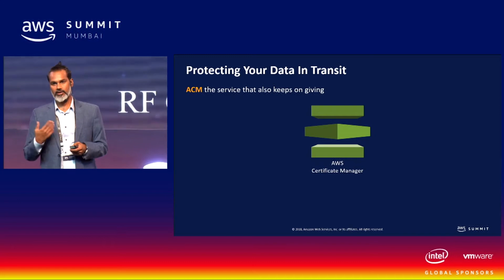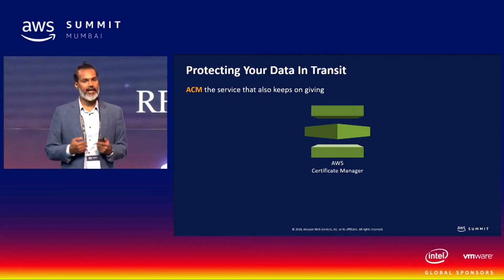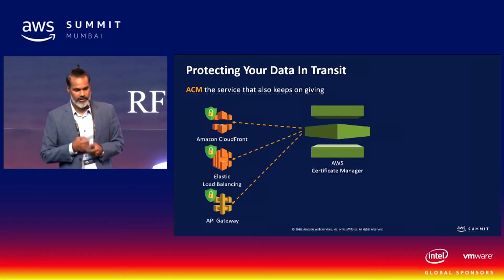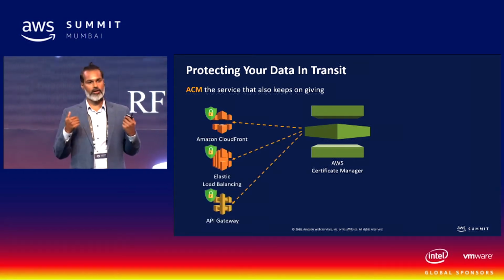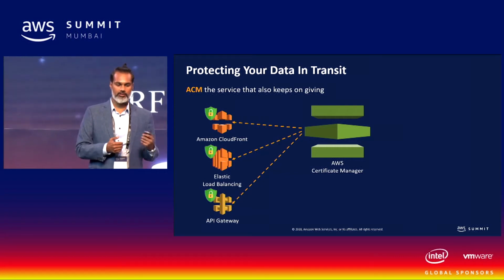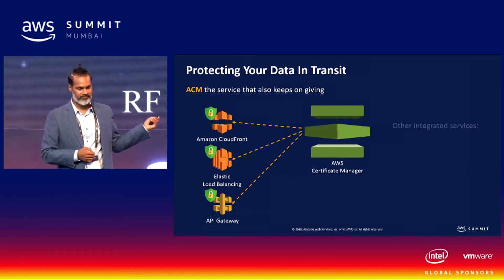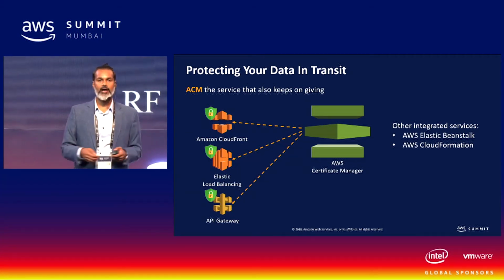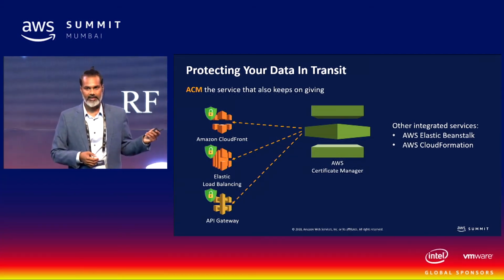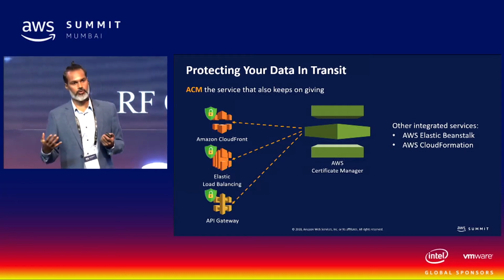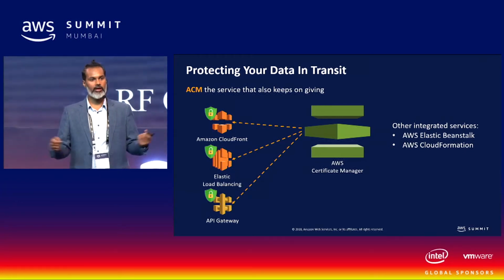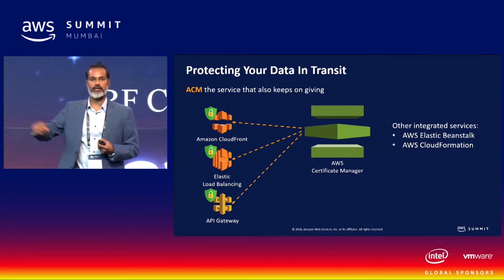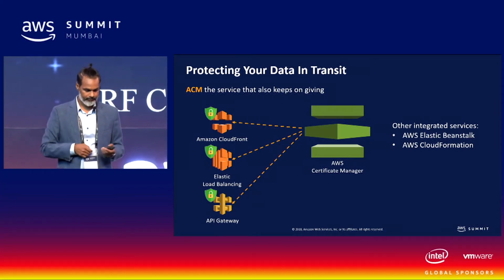How does ACM work? Behind the scenes, ACM utilizes KMS, and it gets deployed on CloudFront, Elastic Load Balancer, and API Gateway. There are other integrated services like Elastic Beanstalk or CloudFormation Template. CloudFormation Template is infrastructure as code. When you're deploying your infrastructure, you could define ACM hooks and deploy the certificate automatically on ELB.